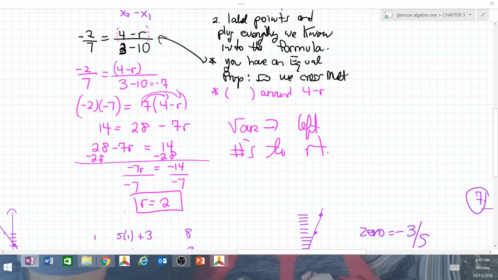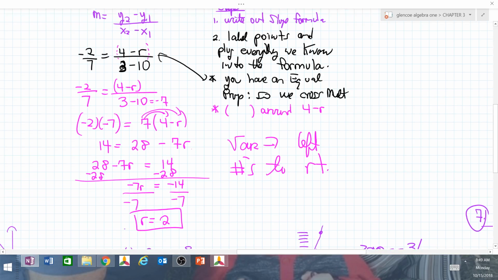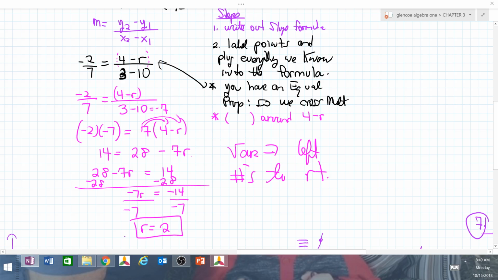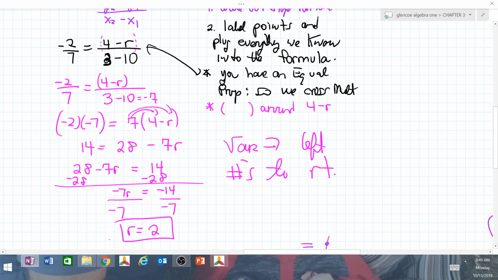Do you guys need me to do another one? We're good? Yes? All right, guys, that was the whole lesson for today. So in tonight's homework, you will be doing finding the slope of a line, a lot of practice, and finding the missing coordinate.